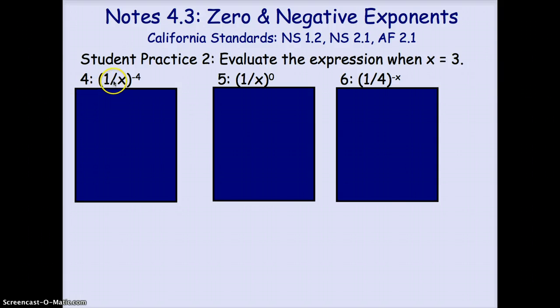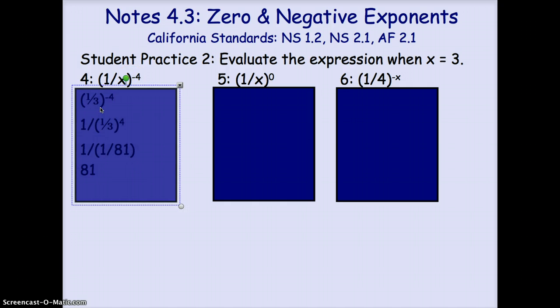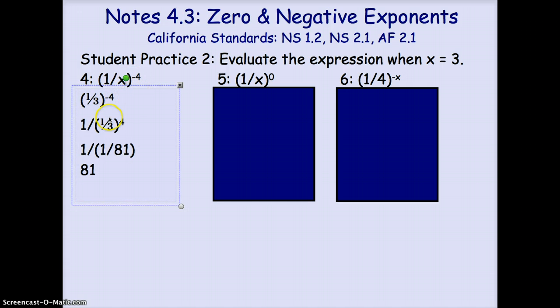Okay, let's go ahead and take a look. First things first, of course, we have 1 over 3 to the negative 4th. Then, in order to get rid of this negative in our exponent, because you never want to leave the negative in the exponent, we put a 1 over it. So we have 1 over 1/3 to the 4th. Now I multiply 1 to the 4th. 1 times 1 times 1 times 1 is 1.